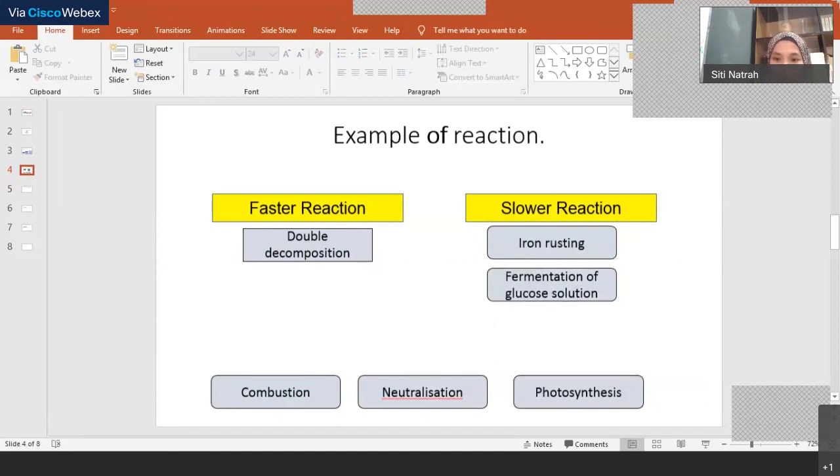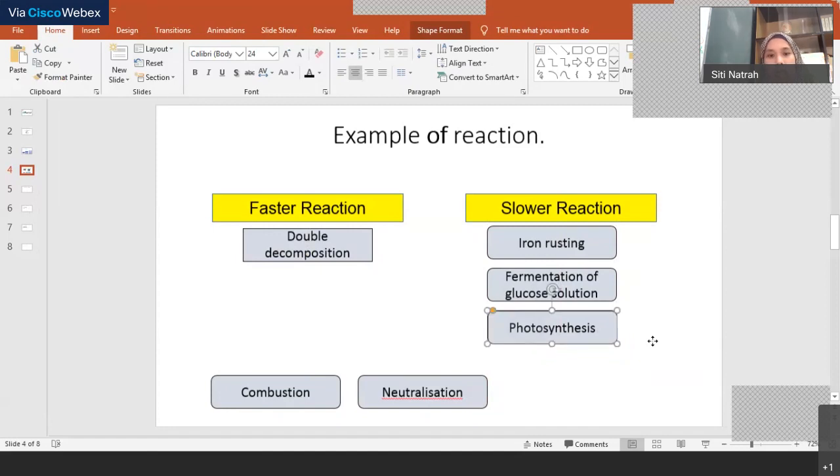Okay, and then how about photosynthesis? Photosynthesis is also a slower reaction. And how about combustion? Combustion is like when you burn something. For example, any organic compound. Last time we learned about organic compounds, methane, ethane, all those organic compounds, and then you burn them with oxygen. So straight away you form carbon dioxide and water. So combustion is a faster reaction.